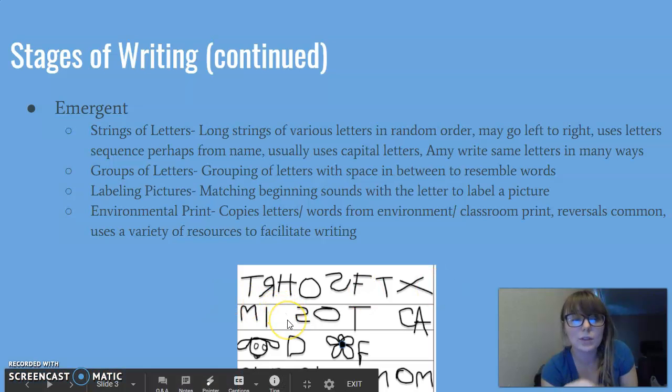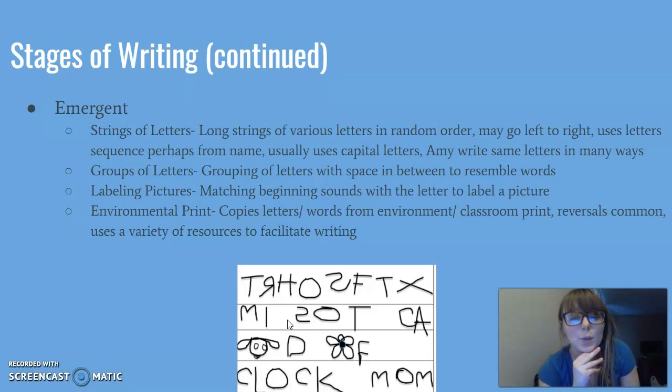The next one is groups of letters, grouping of letters with space in between to resemble words. So again, you could look at that second one and try to figure out maybe what the child is saying, like my soft cat or something like that. They're trying to group letters together because they know that's how writing works.